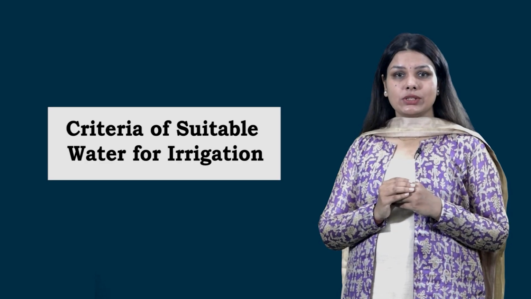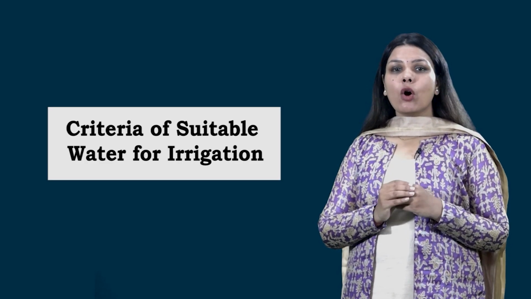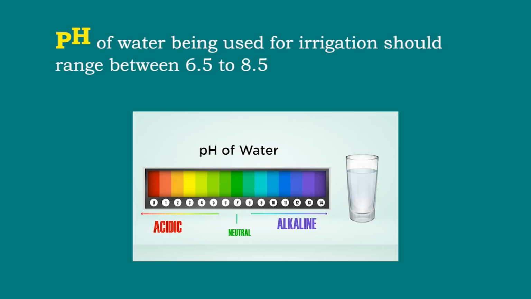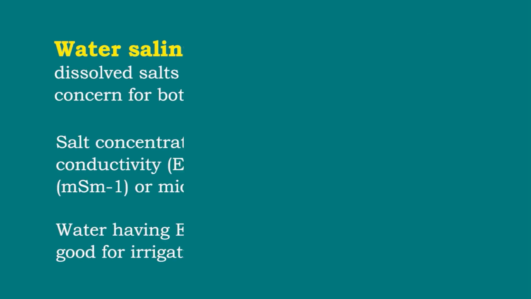Now, let's discuss the next topic of this session, that is criteria of suitable water for irrigation. In this, let us understand the different requisites of suitable water used for irrigation one by one. First, pH. The pH of water being used for irrigation should be in the range of 6.5 to 8.5.